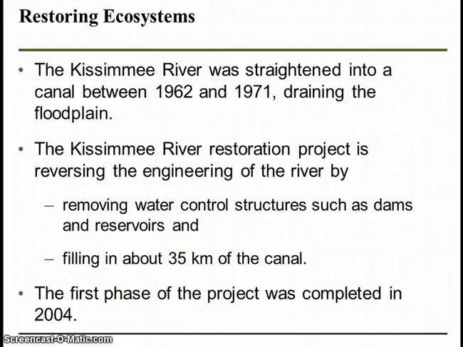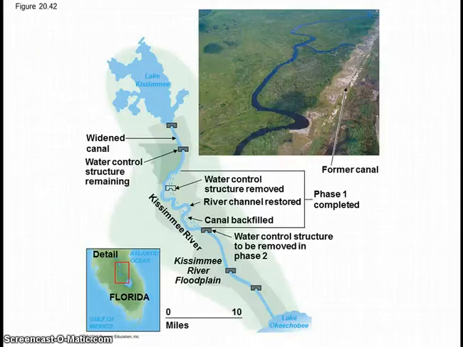So another example of restoring an ecosystem is the Kissimmee River. And what happens with a lot of rivers is naturally they meander. And people like to straighten it out. They like to put in dams. They like to control the water movement. So what they wanted to do with the Kissimmee River is to remove those dams and reservoirs and re-establish the river. So here you can see the natural flow, and that they removed this dam and they plan to remove more. That helps the ecosystem.